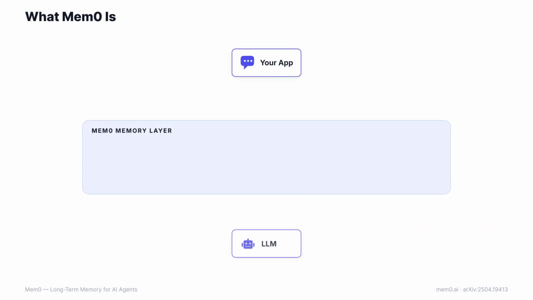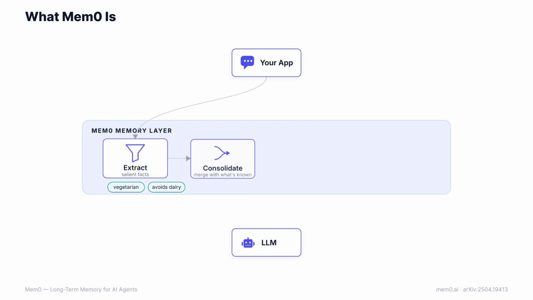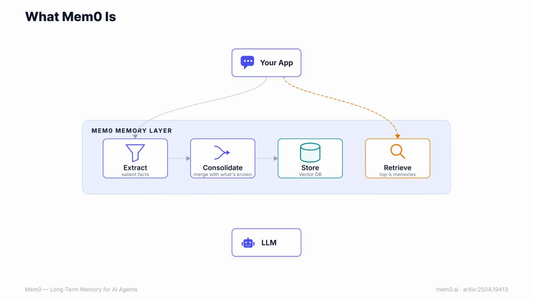Mem0 is a memory layer that sits between your application and the language model. As the conversation flows, it extracts the salient facts, consolidates them against what it already knows, and stores them in a vector database. When the user comes back with a question, the relevant memories are retrieved and injected into the prompt. Instead of replaying an entire history, the model sees a short, dense summary of what actually matters.